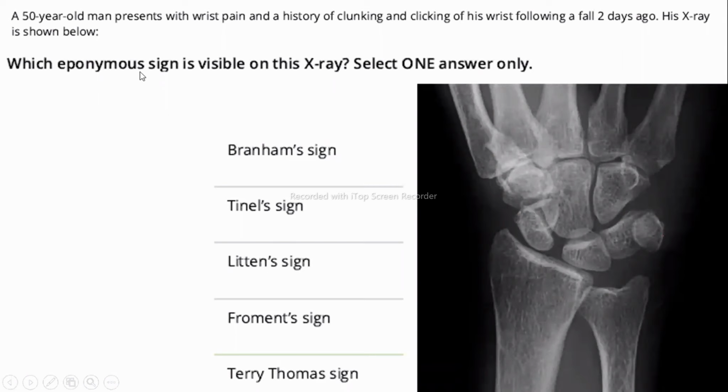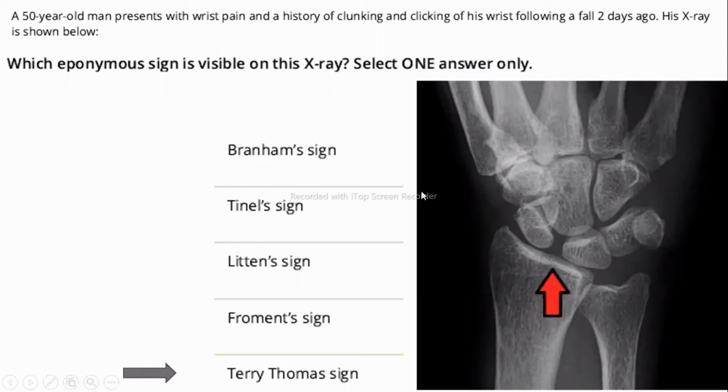Which eponymous sign is visible? Eponymous means the name of the sign of maybe a fracture or dislocation or whatever. So eponymous here is the name of the sign. What do you think, guys? Terry Thomas sign. Yes, excellent. So can you see the gap here? Very obvious, the distance between them, very obvious. Okay.